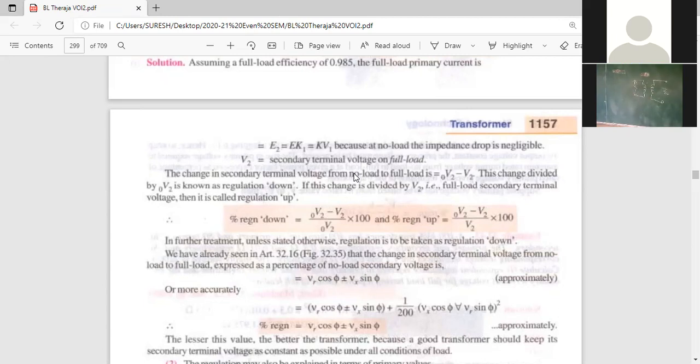Now let us say when you are applying 230 volts at the primary side, now what is V2 value? What is V2? It is 230 volts, because in parallel voltage is same. In open circuit voltage will be there.